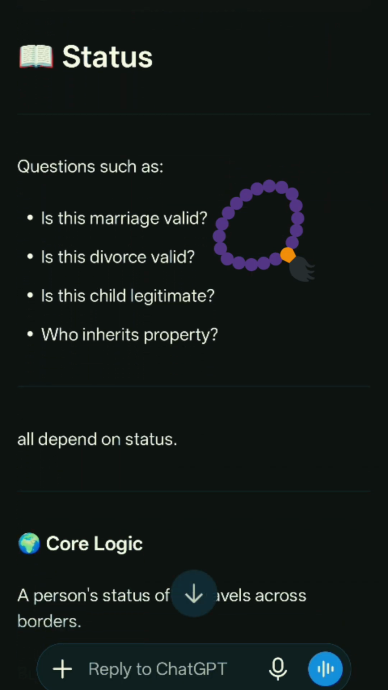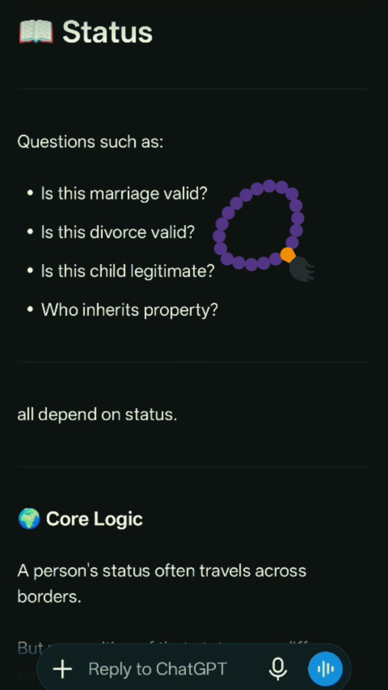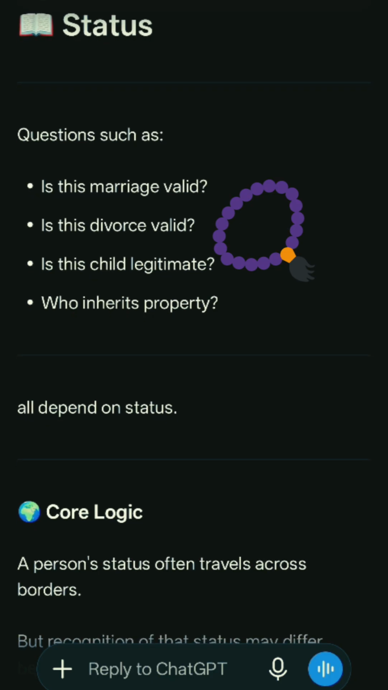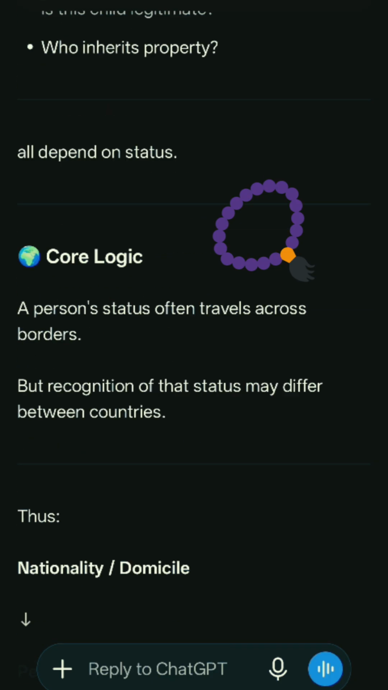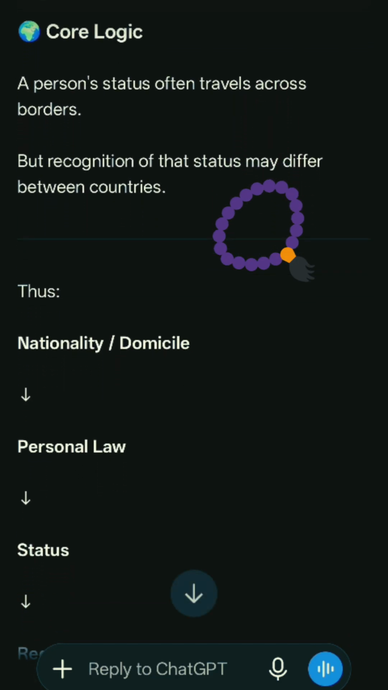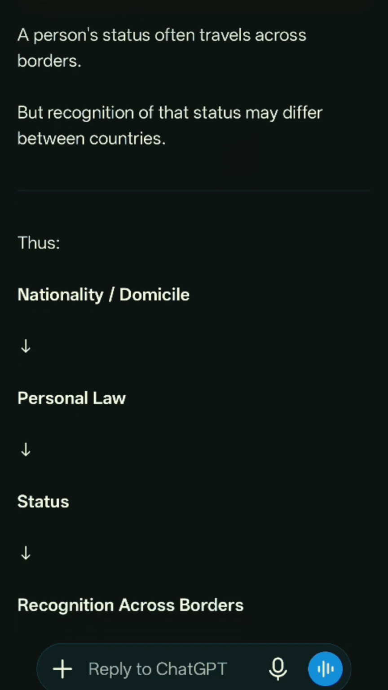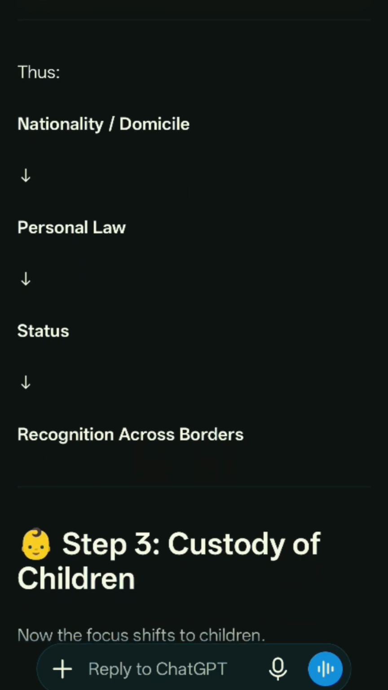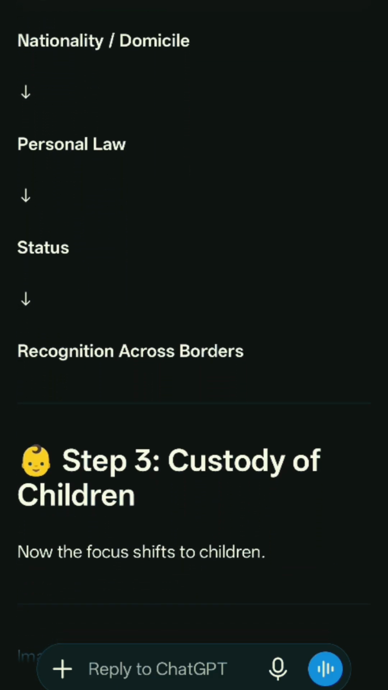Questions such as, is this marriage valid? Is this divorce valid? Is this child legitimate? Who inherits property? All depend on status. Core logic. A person's status often travels across borders, but recognition of that status may differ between countries. Thus, nationality, domicile, personal law, status, recognition across borders.